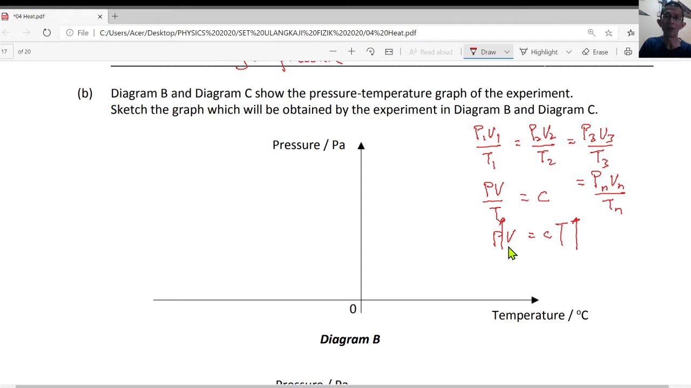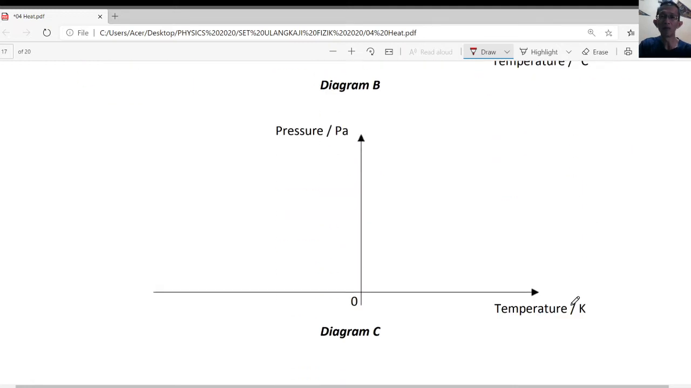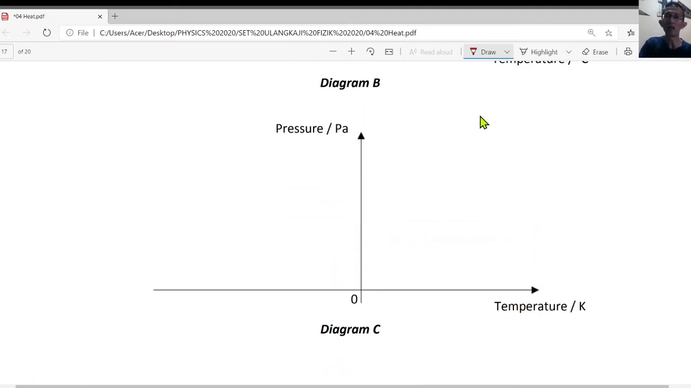So how does the graph look like? Remember that in gas law, the temperature must be in Kelvin. So maybe I move to my diagram C first. I do know that my pressure is directly proportional to my temperature, and this temperature must be in Kelvin. So my graph must start from 0, 0, the origin, and it will go straight up. It's a straight line.